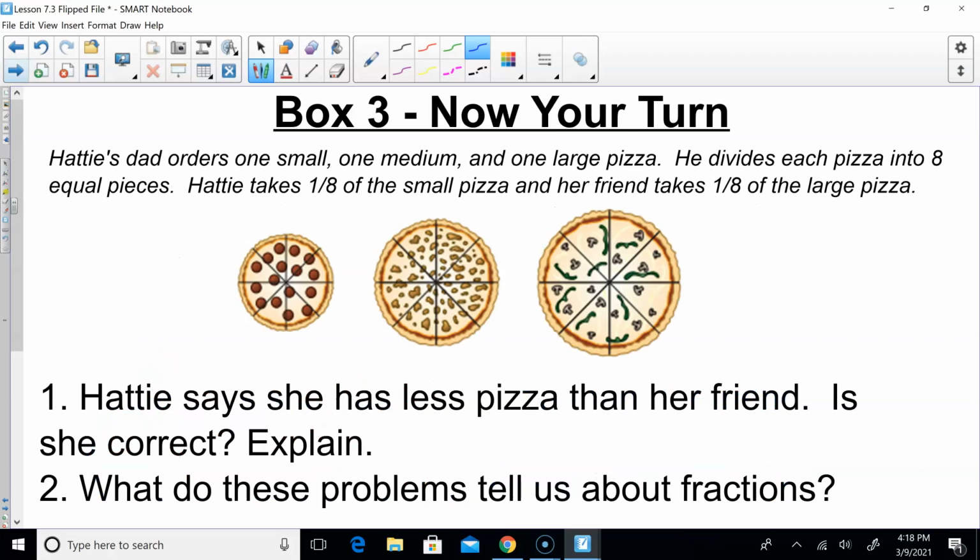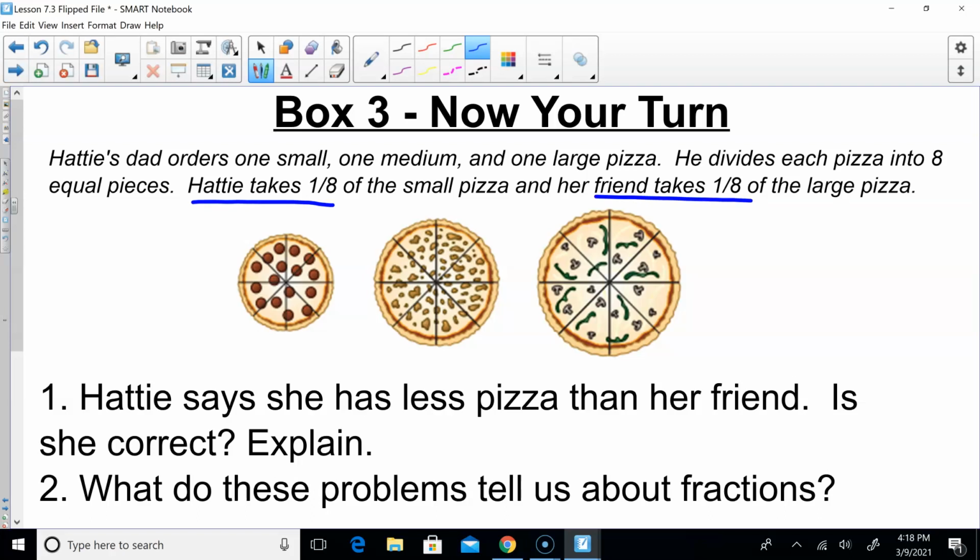Here we go. Hattie's dad ordered one small, one medium, and one large pizza. Why? Just because he wanted to do that. He divides each pizza into 8 equal pieces. Hattie takes 1/8 of the small pizza, and her friend takes 1/8 of the large pizza. So here's our question now. Hattie says she has less pizza than her friend. Is she correct? Well, Hattie has 1/8. Her friend has 1/8. Wouldn't they both be the same?